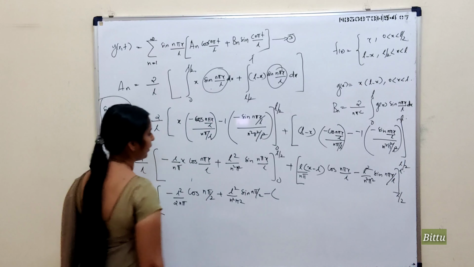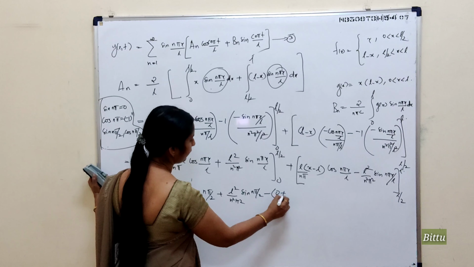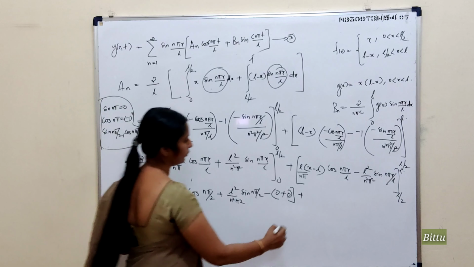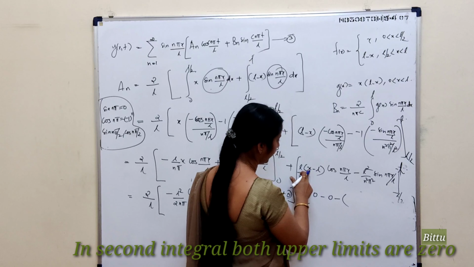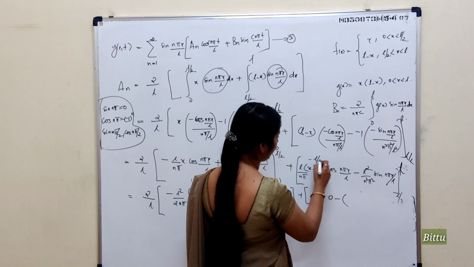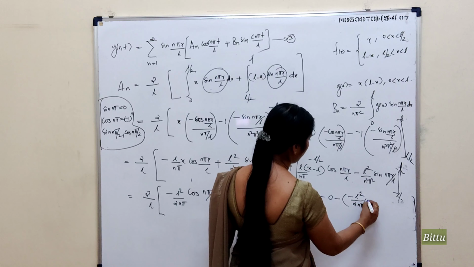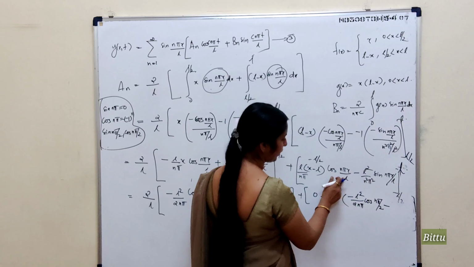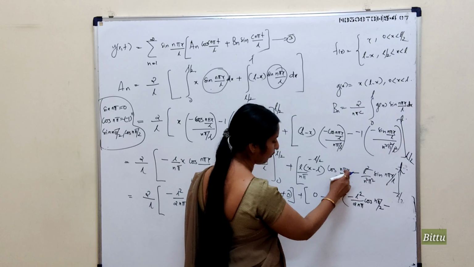Next, for getting the lower limits, we put x equal to 0. When x equal to 0, this term is 0. Here sin 0 is 0. Plus, for the lower limit L by 2, you put x equal to L by 2 here. You can see this L by 2 minus L, that is minus L by 2. So, minus L square by 2 n pi cos n pi by 2 minus, when x is L by 2, it is L by 2. Then the L's will cancel each other.